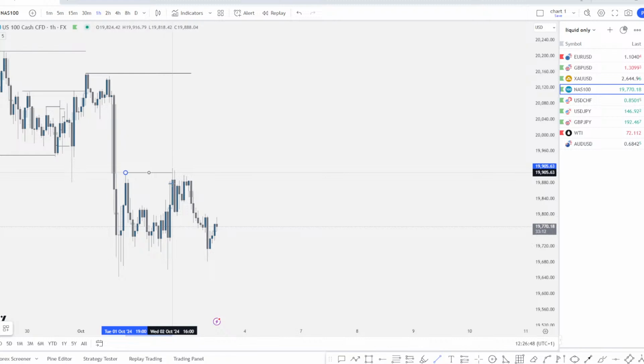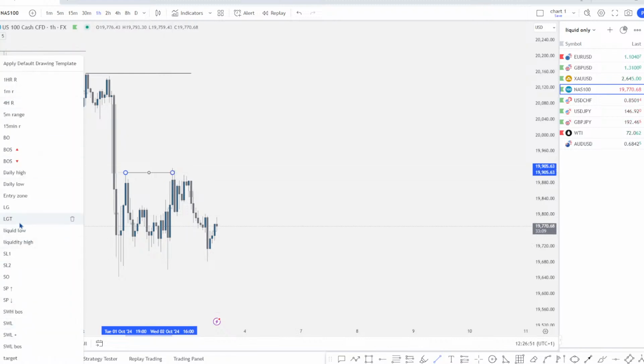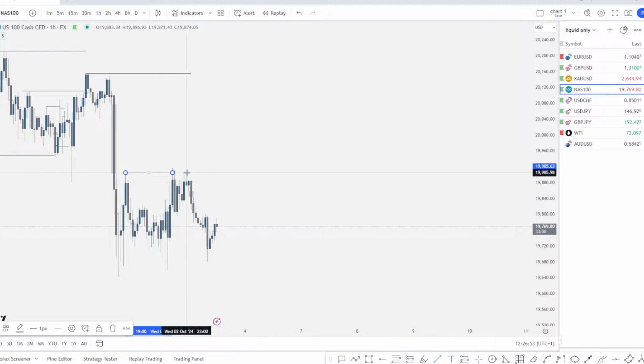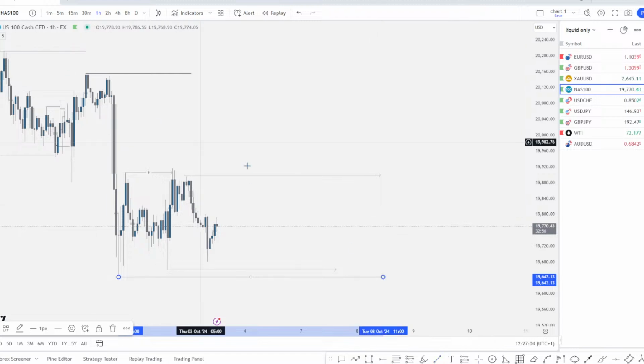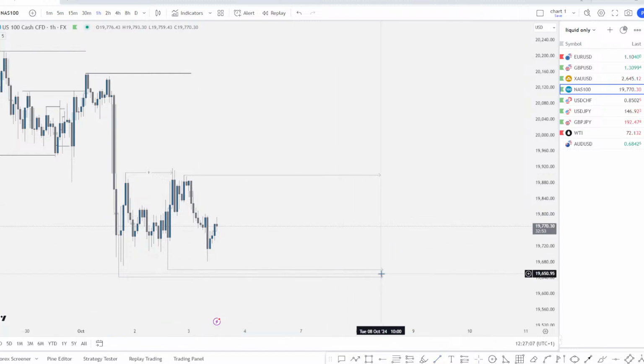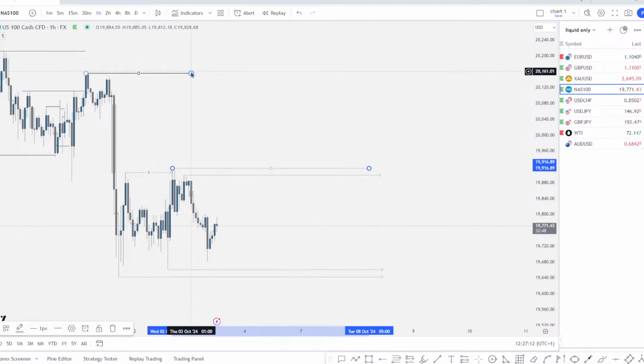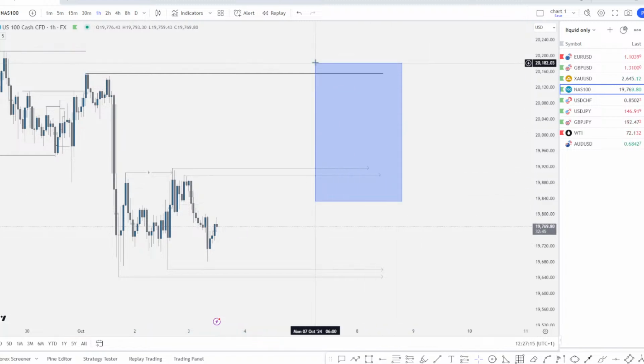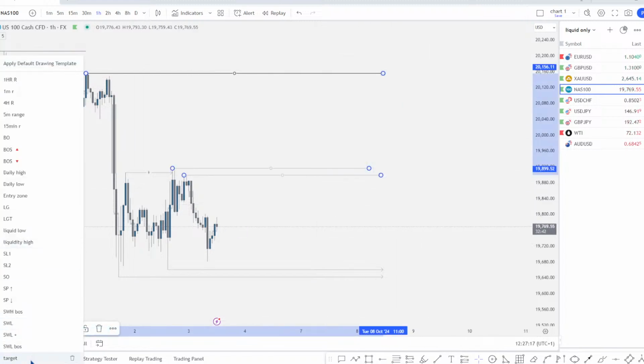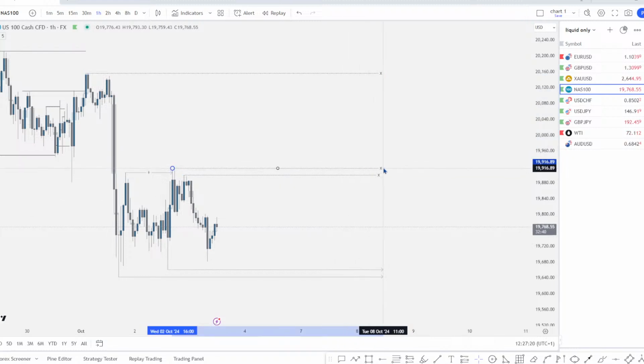Okay, so that is a liquid high. That is also a liquid high. That's a low, liquid low, and liquid low. So we have our points of interest here, with the targets being here, and here, and here. We're just looking for an interaction with something lower.